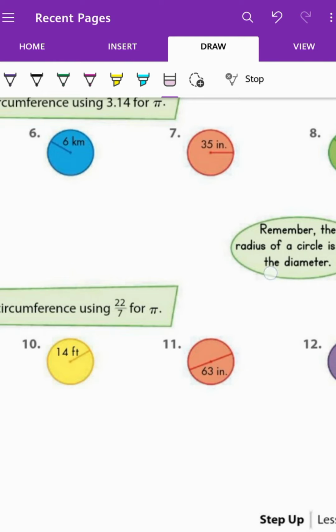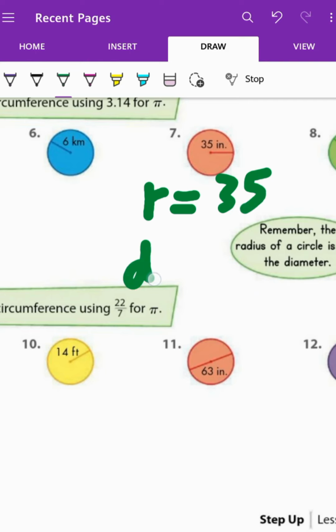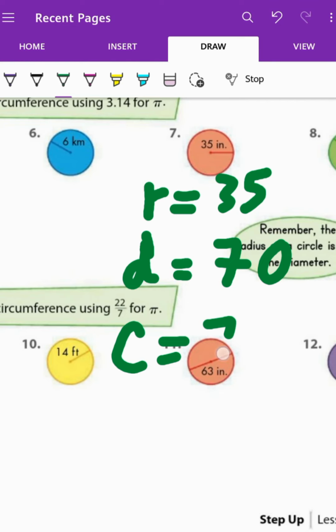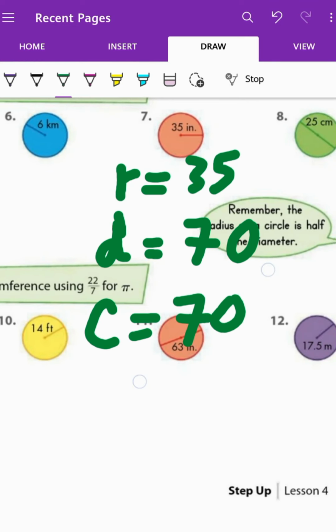It is the radius, yes? Yes, it's easy. So the first thing you have to answer yourself is whether it is a radius or a diameter, number 7. It is the radius. And if you have a radius, you find the diameter. It's 70. If I find the diameter, that means I can find the circumference, which equals 70 pi.